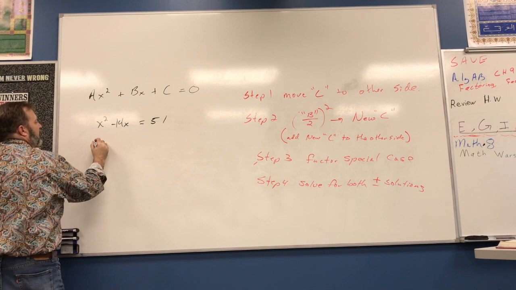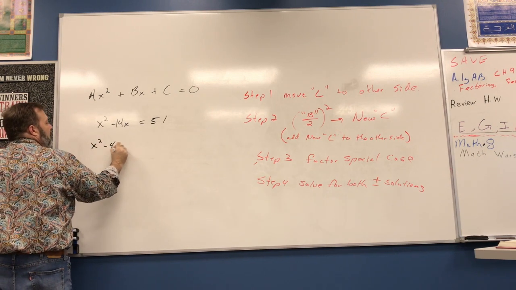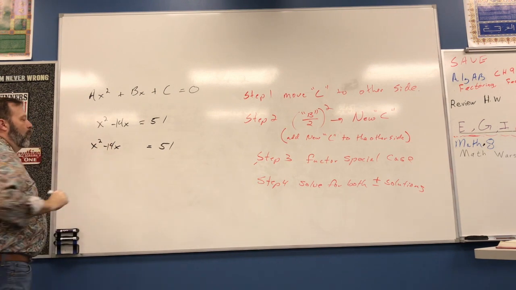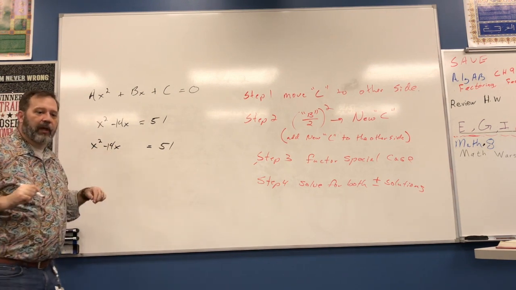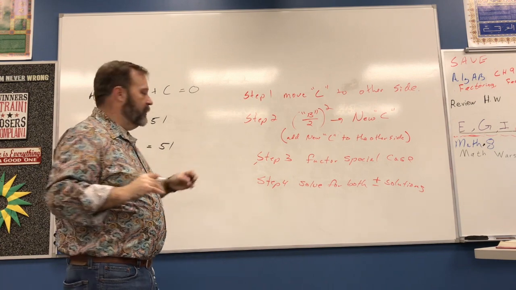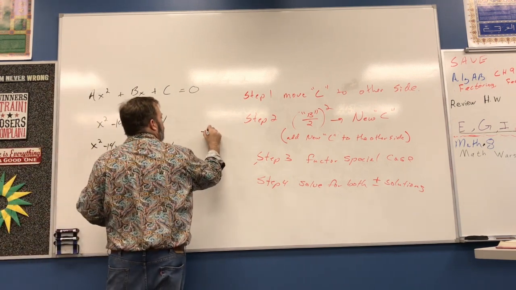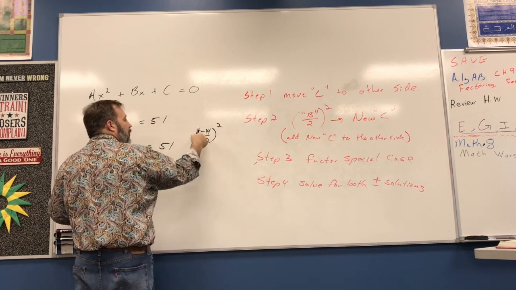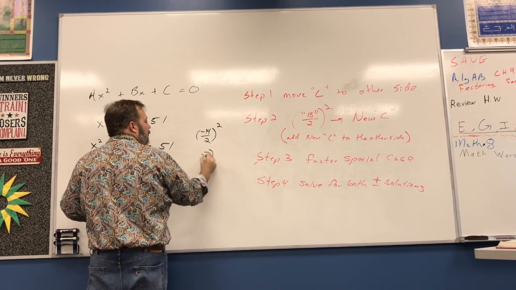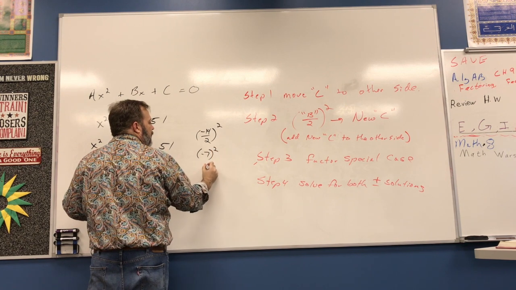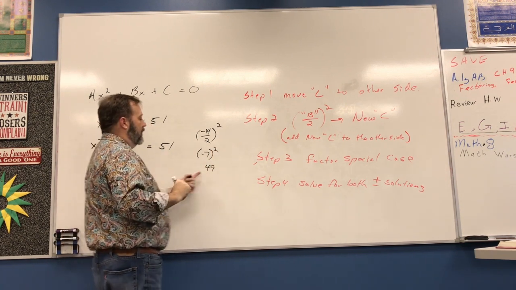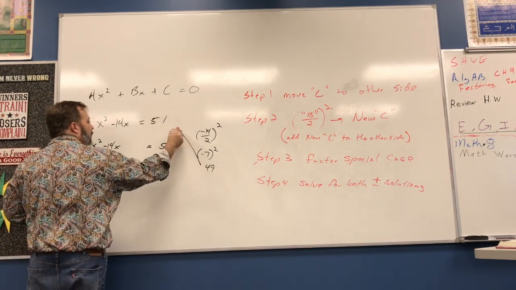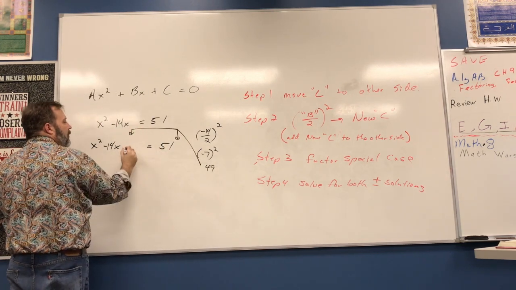So, next thing I'm going to do is I'm going to space it out a little bit, and then I'm going to say, what is my new C value if my B is negative 14? So, I take negative 14, I divide by 2, and I square. Negative 14 divided by 2 is negative 7, and negative 7 squared is 49. So that's my new C value. So I'm going to add this 49 to both sides of the equation.